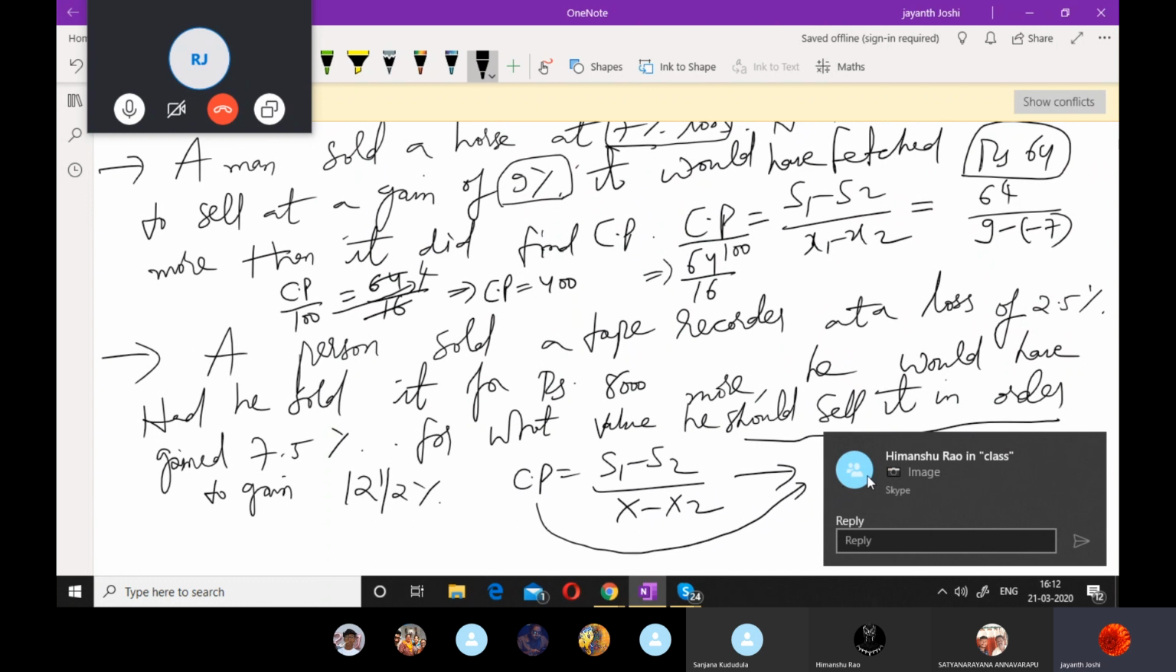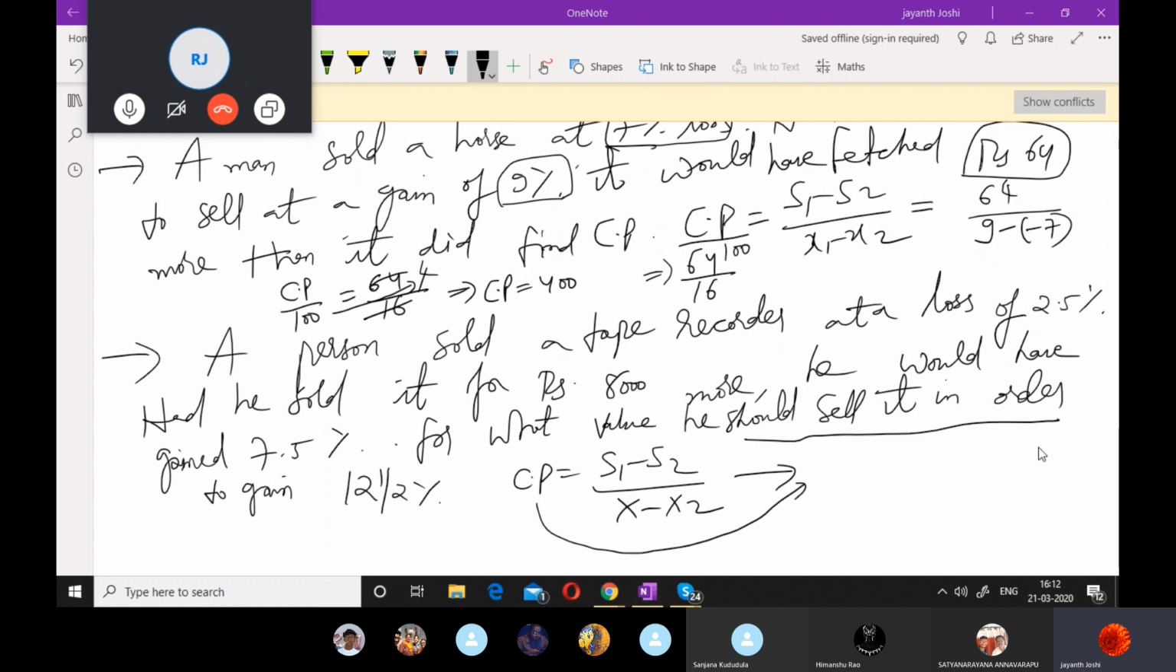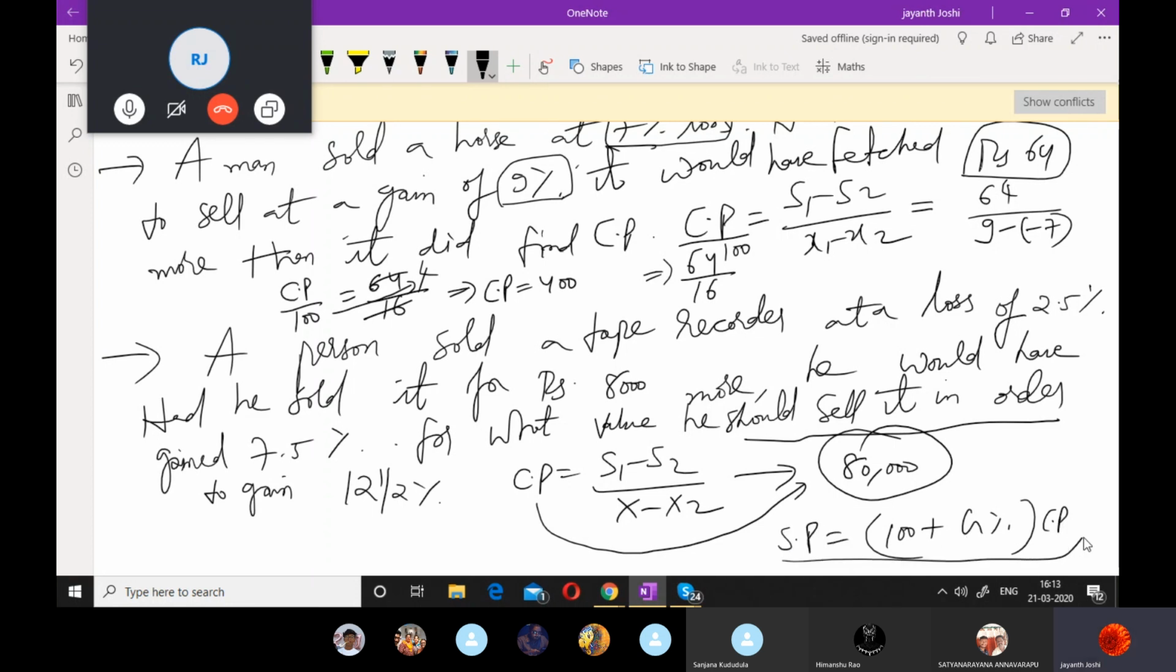And the cost price you need to get is 80,000. I'm giving that also to you. Don't worry. Once you get the cost price, you can find out the profit. Why? Because 100 plus gain percent into CP is nothing but equal to SP. So this formula you have to apply. Why will you apply this formula? You have CP, you have gain percent.